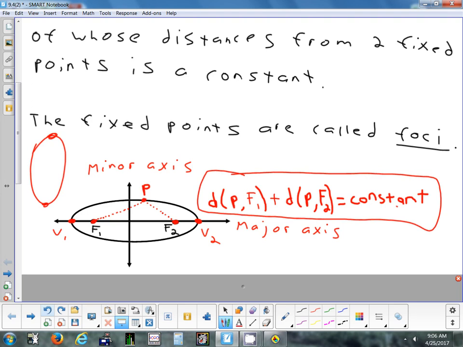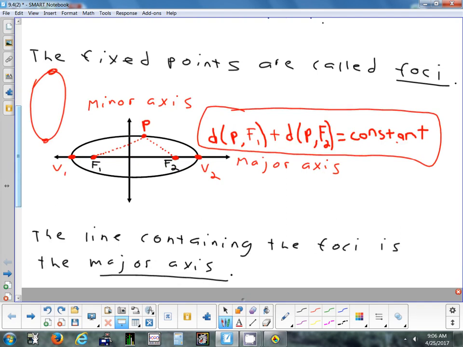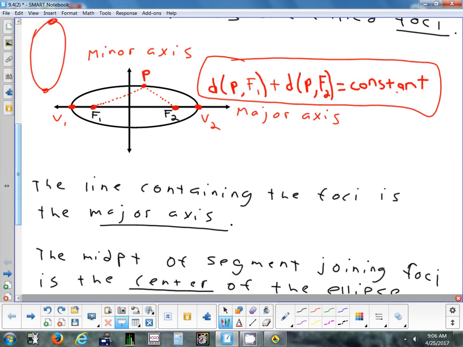Okay, and I've also labeled two other things here. What's called a major axis and a minor axis. So if you draw a line through the foci, that is the major axis of an ellipse. Basically, the major axis goes the long way in an ellipse. Okay, so the line containing the foci, that's the major axis.